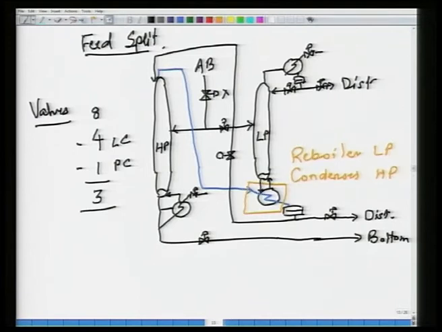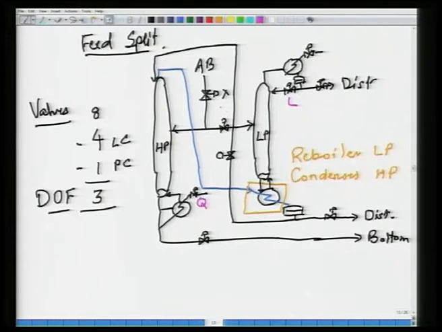Okay. What are those 3 things? Degrees of freedom is 3. Well, in most conventional systems, the operator can set, let us use a different color, maybe the L, maybe this Q, and maybe essentially the split here, how much of the total feed is fed into the first column, into the LP column. Given that the total flow is fixed, the remainder goes into the HP column, into the high pressure column. So, the split.